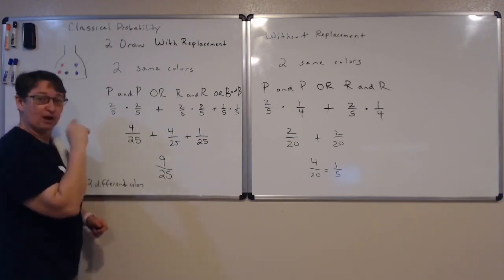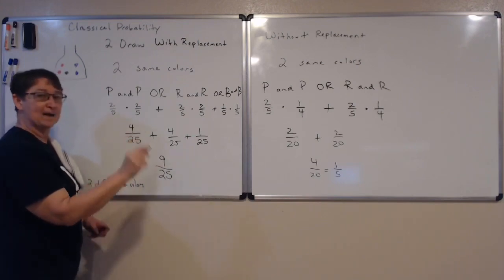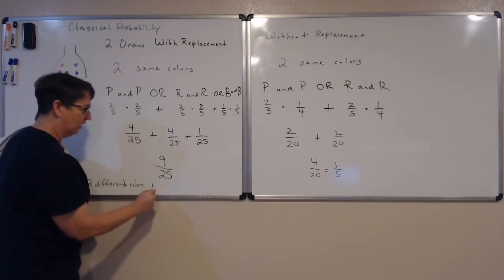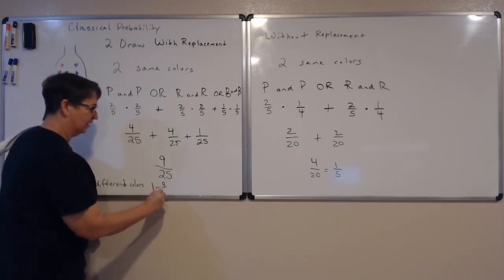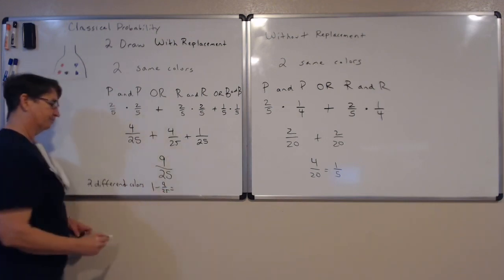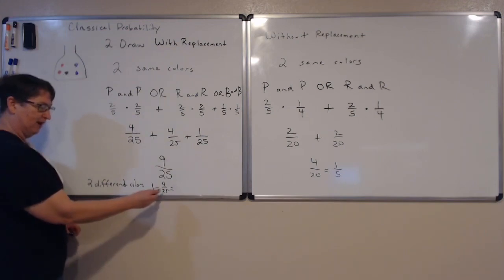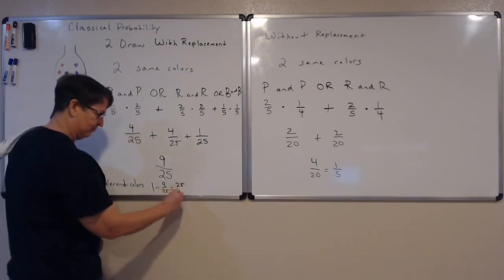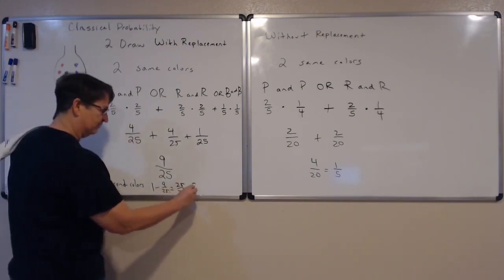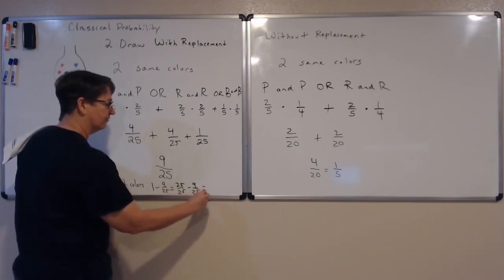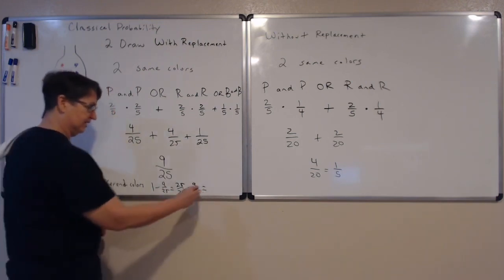Remember, to find the complement, you do 1 minus. So 1 minus 9 over 25. Make that into a common denominator, so 25 over 25 minus 9 over 25 equals 16 over 25.